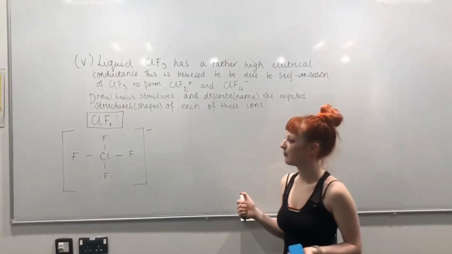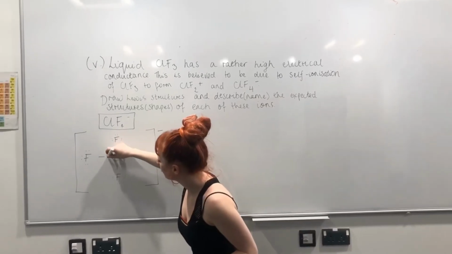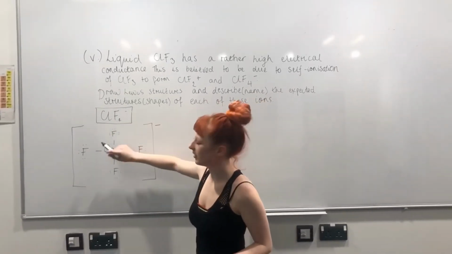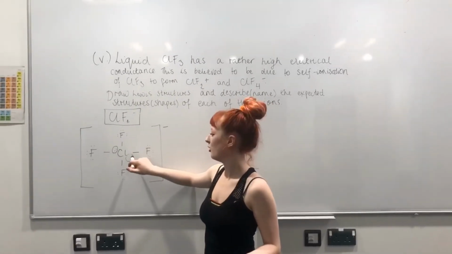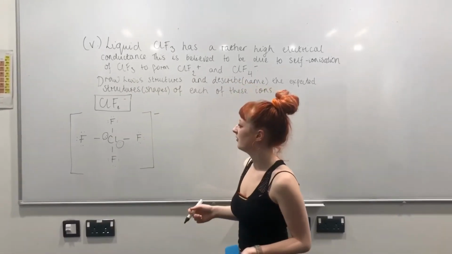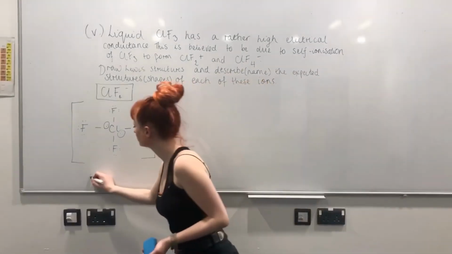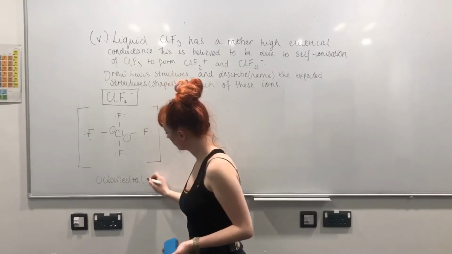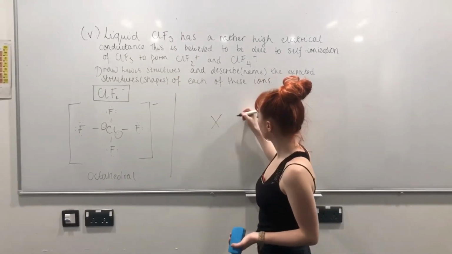Find the name and shape of ClF4-. You count how many groups of electrons there are, and there is 1, 2, 3, 4 bonding groups and 2 lone pairs of electrons, so that's altogether 6 groups of electrons, and that gives the electron geometry octahedral. And an octahedral molecule looks like this.